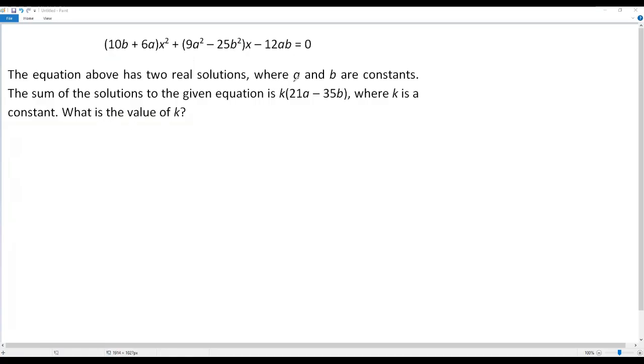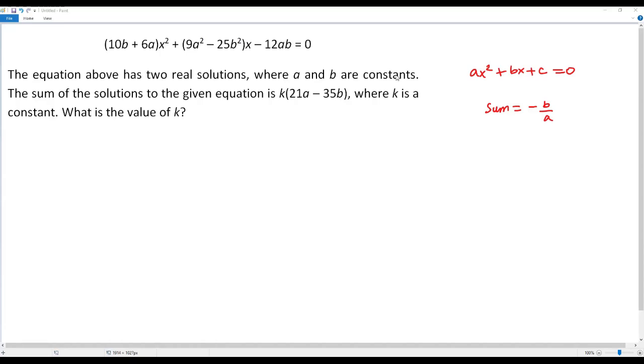Okay, the question says a, b and k are constants. Then we have to consider x as a variable. Then it is a quadratic equation in standard form, that is ax² + bx + c = 0. Usually when we solve a quadratic equation, we get two solutions, that is two values for the variable x. And there is a formula to get the sum of the two solutions, that is −b/a. We take the negative sign, and here b is the coefficient of x, divided by a, the coefficient of x².